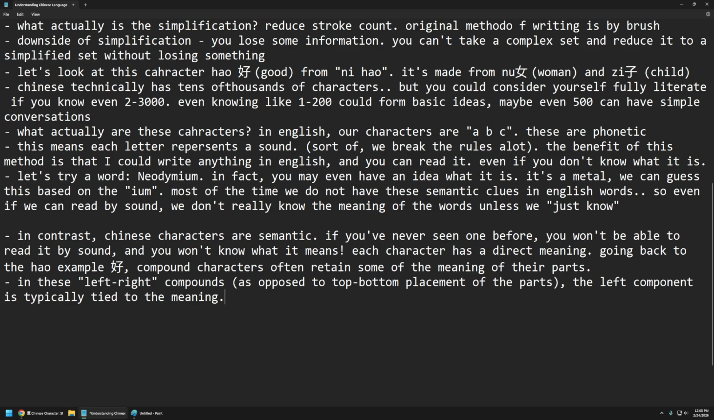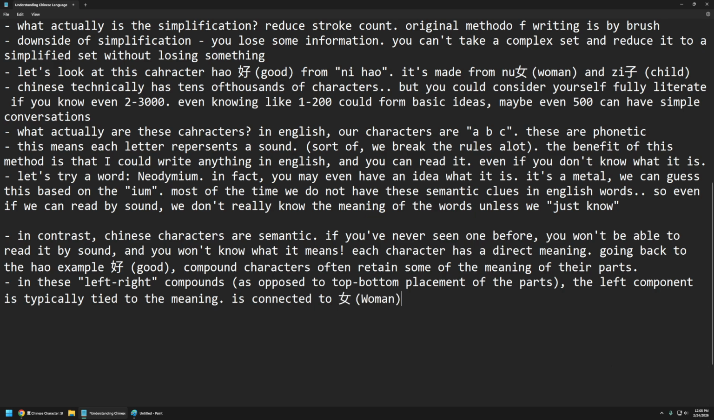So that would mean, in this example, our "hao" character, which means good, is connected to this one, which means woman. So women are good. That's the implication here. There are a lot more concrete examples than that, but often they are more subtle like this one.